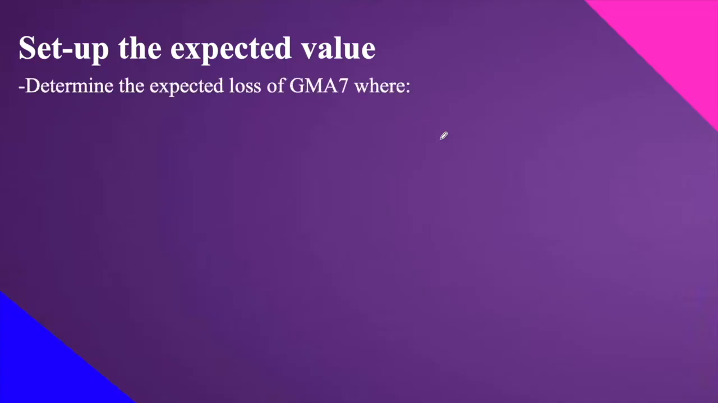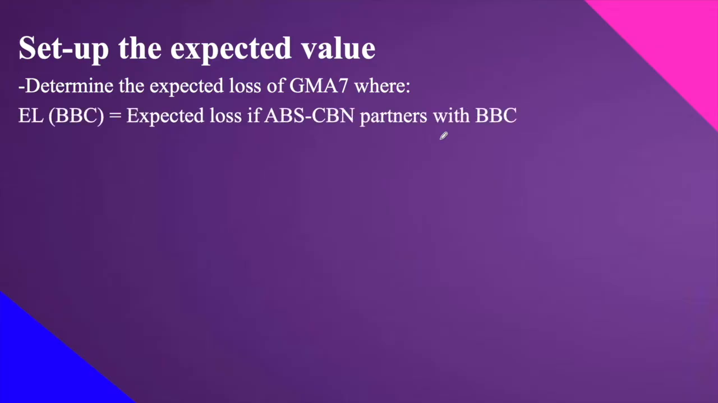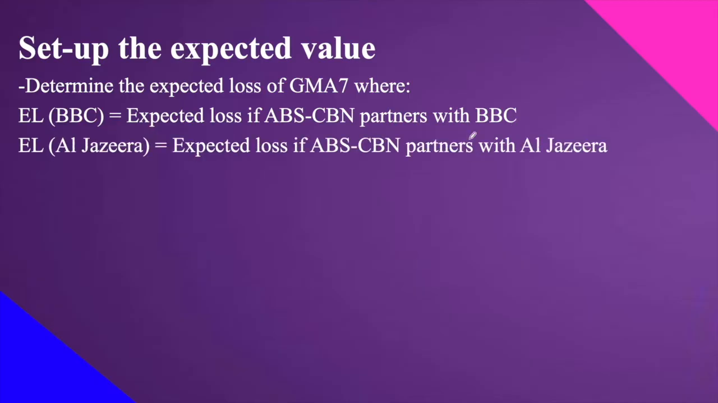Now, our next thing to do is yung determination naman ng expected loss of GMA7. Dahil ulitin ko po, generally, ang perspective natin ay nakay ABS-CBN. Kaya pagdating kay GMA7, expected loss naman tayo. Okay. For expected loss of GMA7, we have here EL. O, diba? Sabi ko kanina, kaya hindi tayo malilito talaga. EG for gain, EL for loss, expected loss. This is expected loss of GMA7 if ABS-CBN partners with BBC. Okay? Next, we also have here the expected loss of GMA7 if ABS-CBN partners with Al Jazeera. So, malinaw, no? EL, BBC, and EL, Al Jazeera.